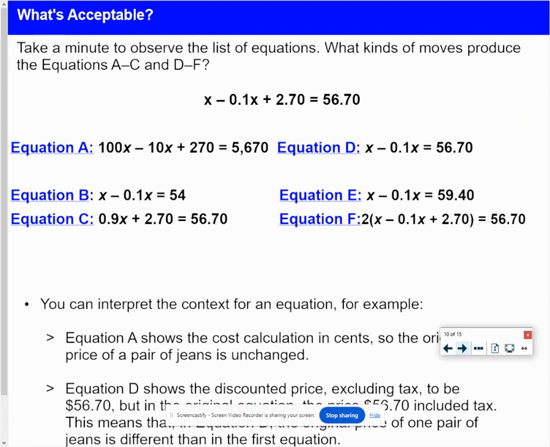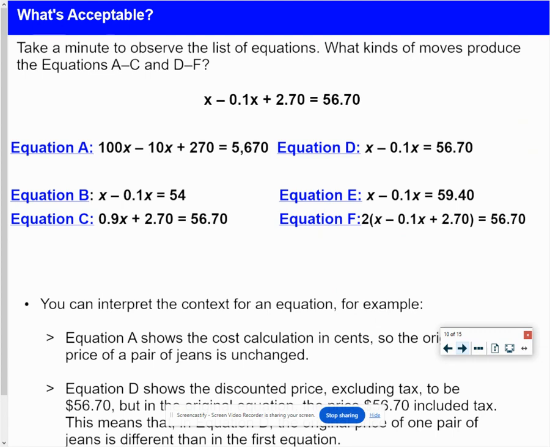And we did things that were okay. So again, in equation A, we multiplied everything by 100, changed it into cents. In equation B, we took off the tax from both sides of the equation. In equation C, they combined like terms. We can do all of those things because we were keeping everything balanced.